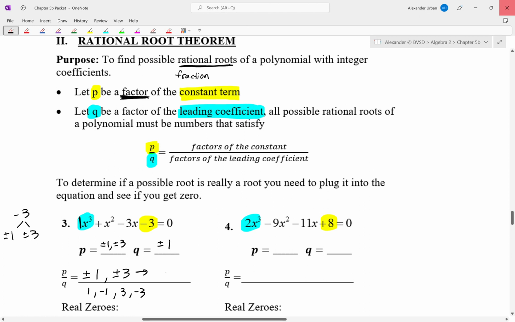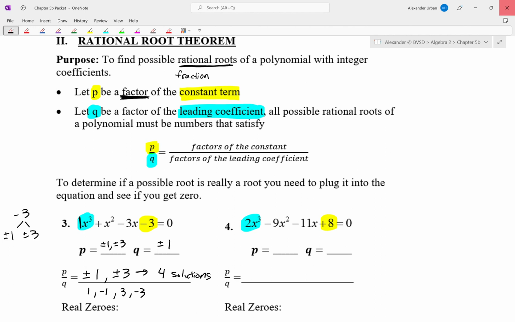So this gives me up to 4 possible solutions. Now, with the rational root theorem, we have to understand that it doesn't mean that all 4 of these will work. One of these could work, or 2 of them, or 3 of them, or none of them. So we have to be very cautious here.